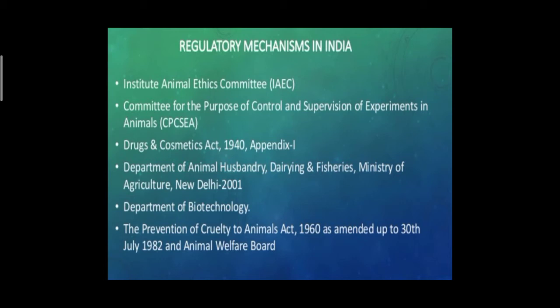Okay, these are specific regulatory bodies. We have to take the permissions before doing the preclinical studies. See, under the Prevention of Cruelty to Animals Act, if we don't take the permission from these regulatory bodies, that is a crime, because we are killing the animals unnecessarily. So we have to take permissions.